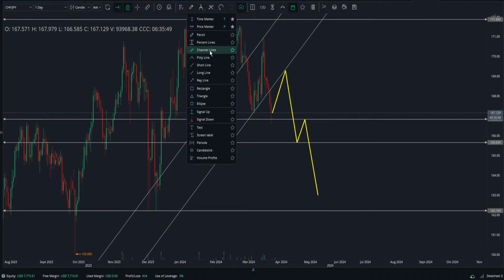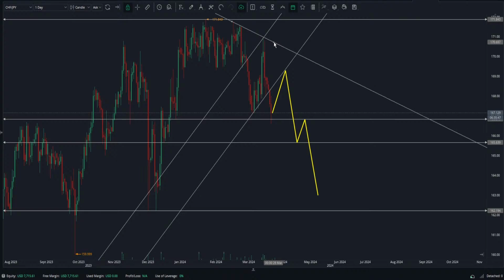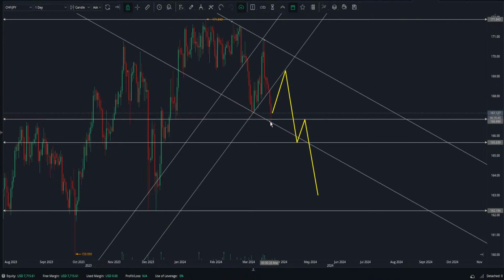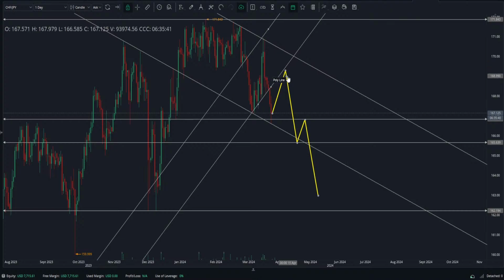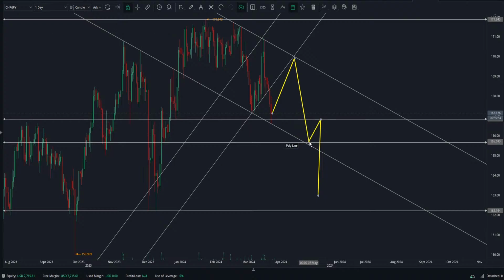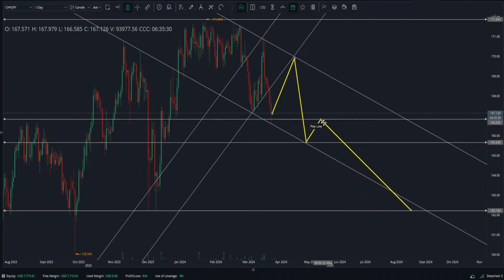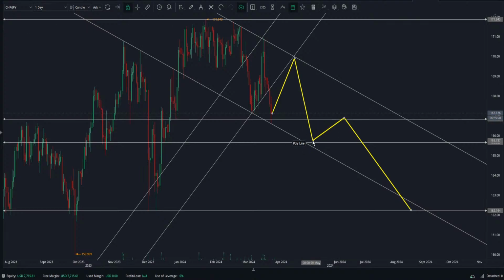Also, you can expect a channel to form here like this. You can expect something like this. You can expect something like that in this market.